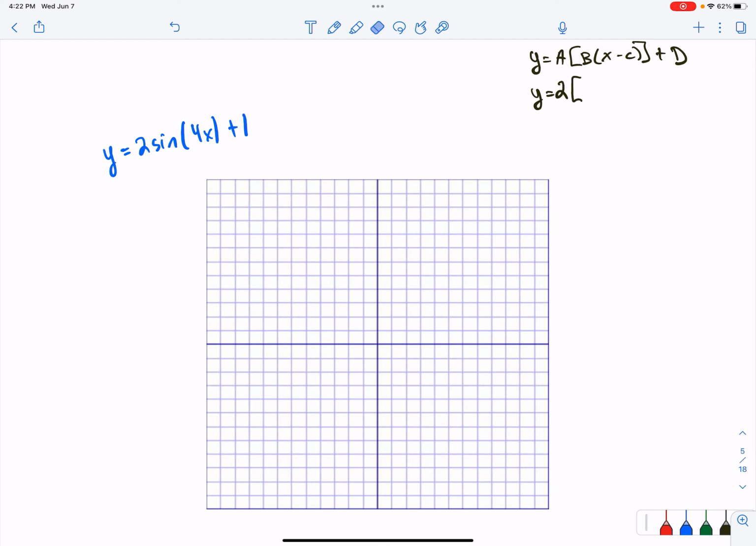Sorry, I forgot to put the sine in here. Let me fix that. y equals a sine(bx minus c) plus d. There we go. I forgot the sine function.